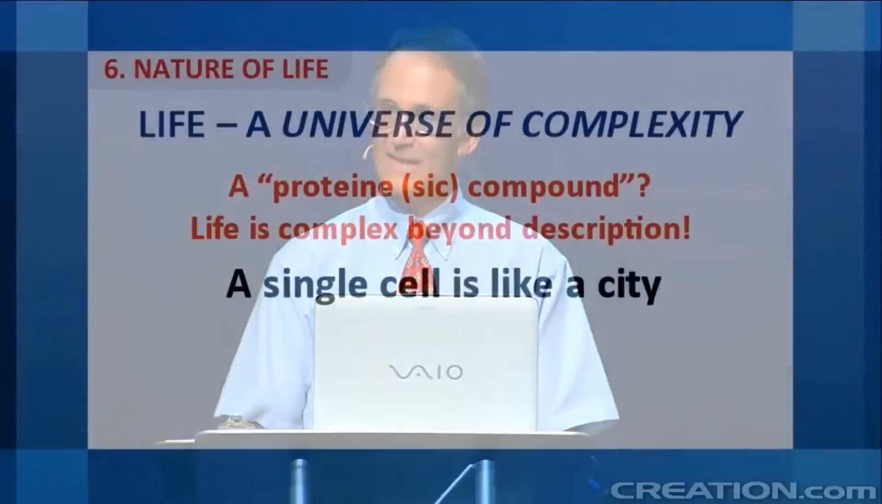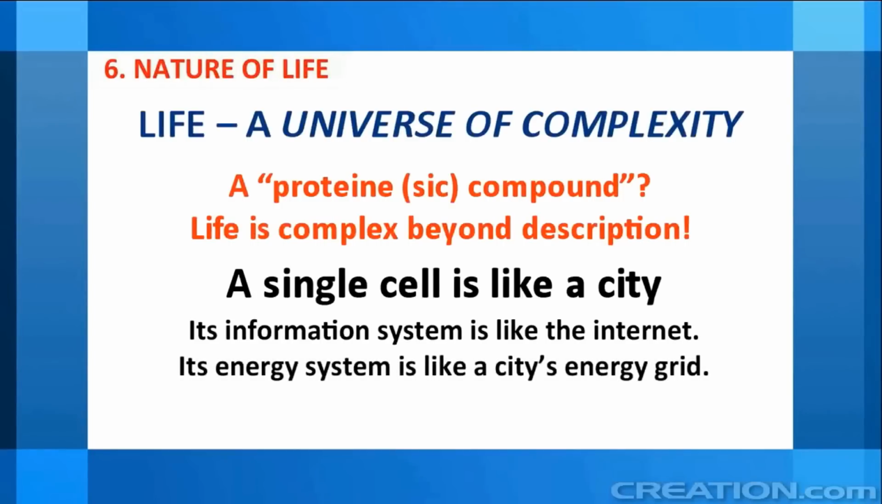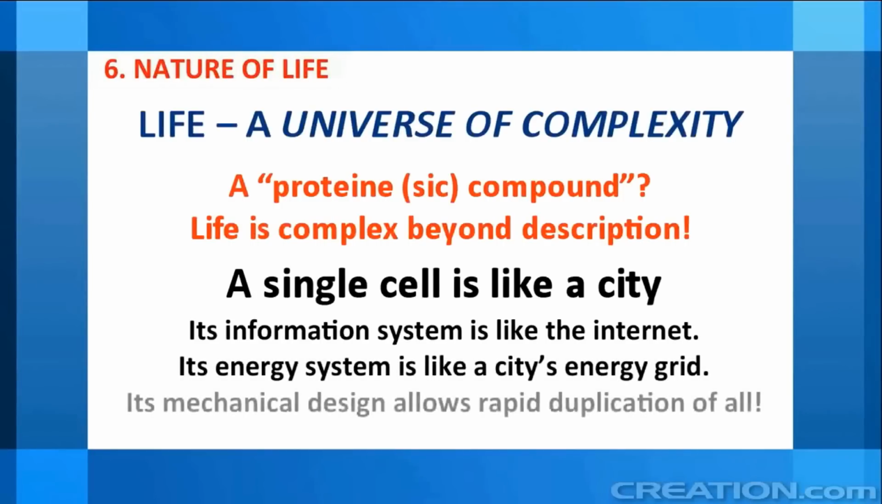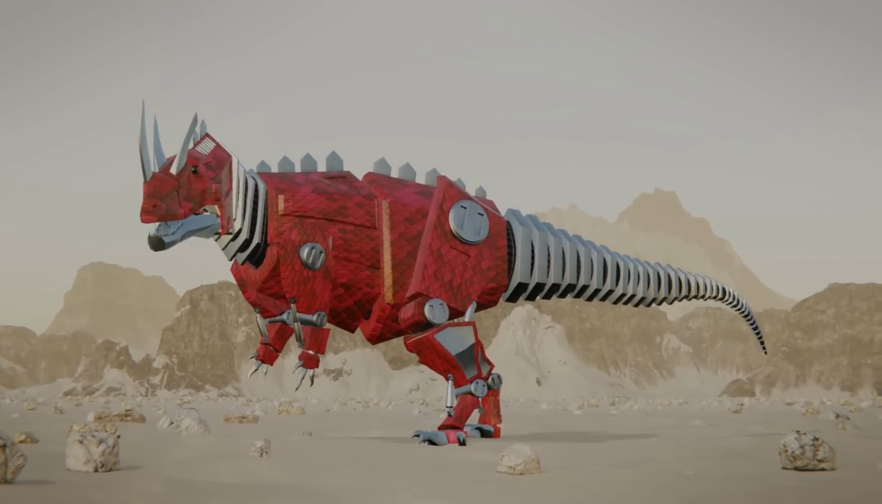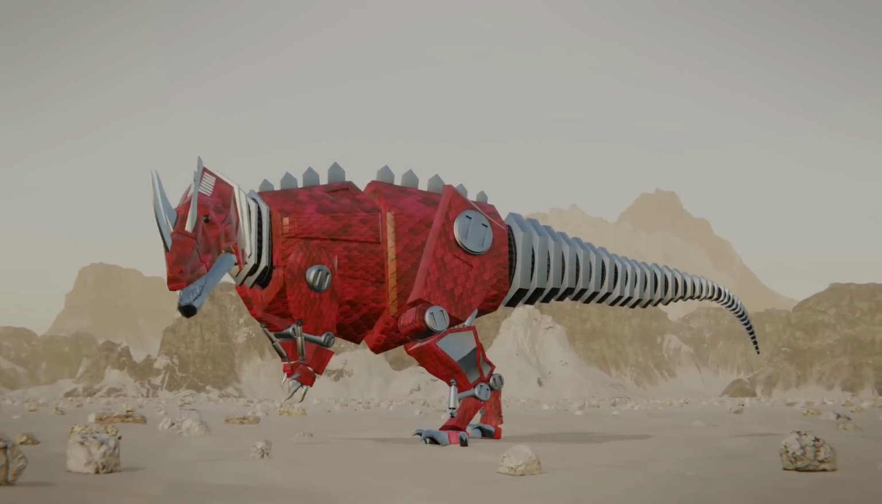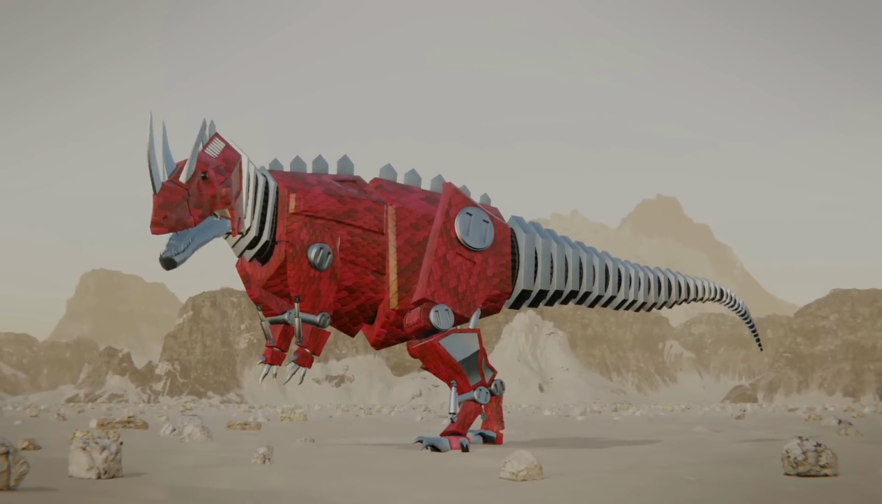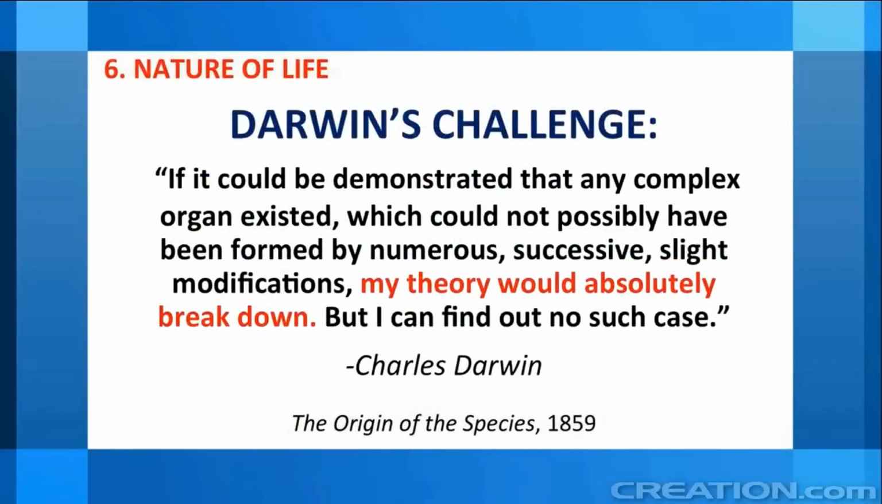A single cell is like a city, and its information system is comparable to the internet, and its energy system is like a city's energy grid, and its mechanical design allows it to duplicate the whole system. Fun fact, no matter how many analogies we get, it doesn't make complexity imply design on its own. A little protein is not the solution. Good thing that no origin of life researchers think that the answer to the puzzles of abiogenesis is a protein, then, isn't it?